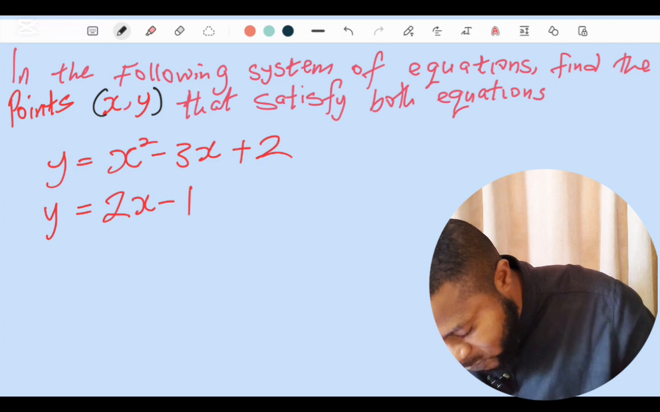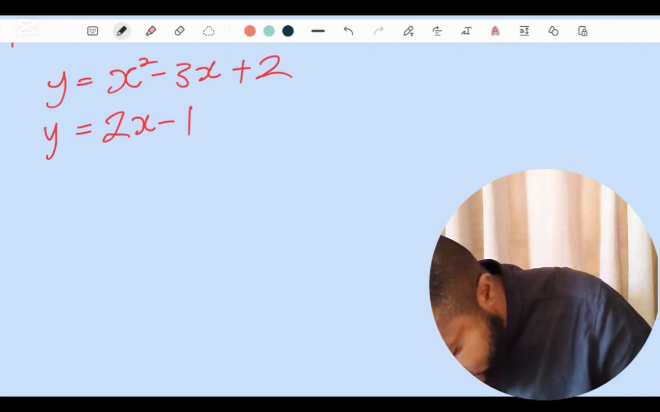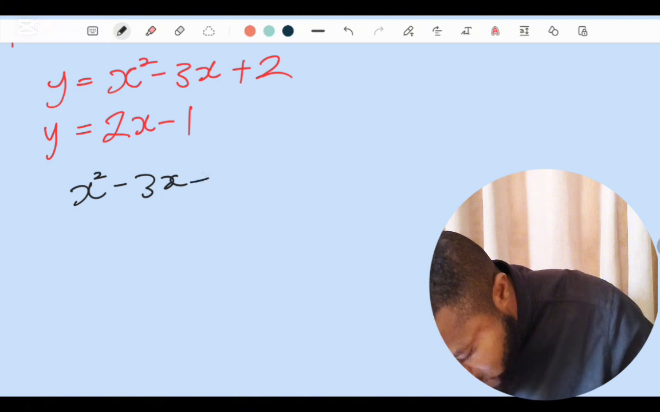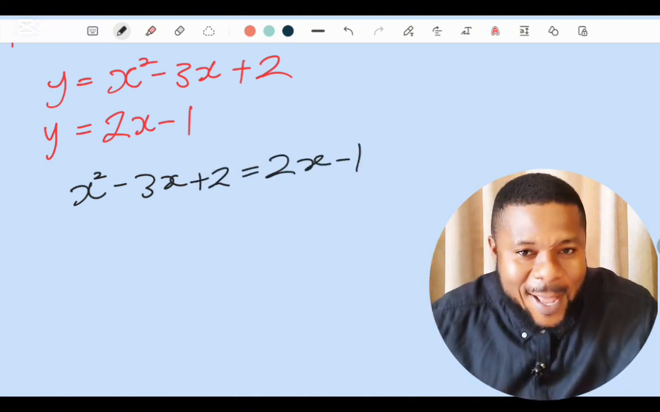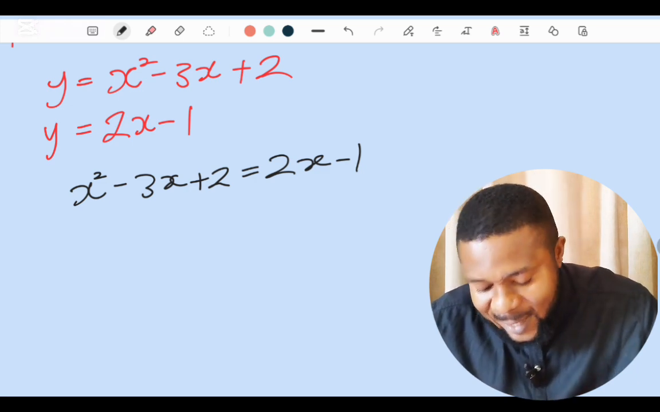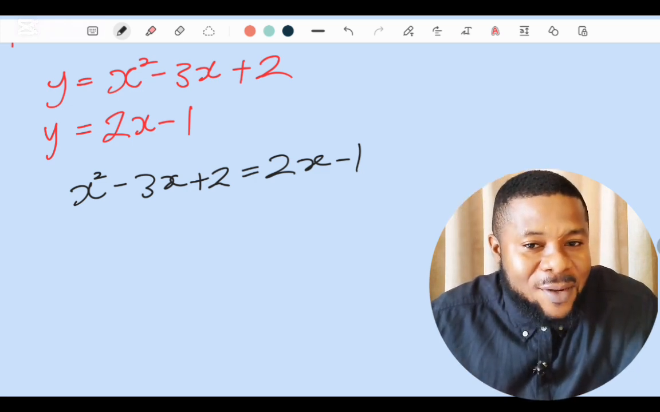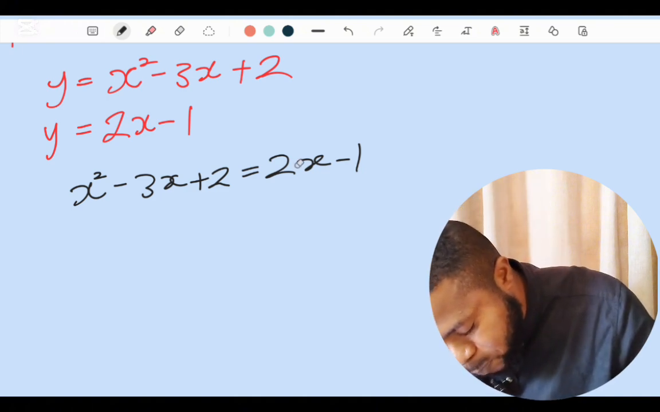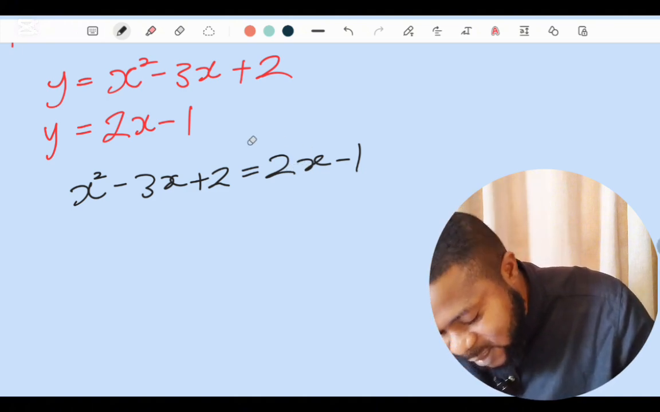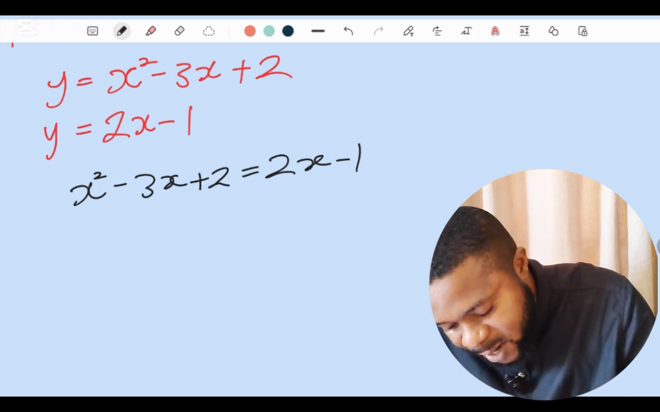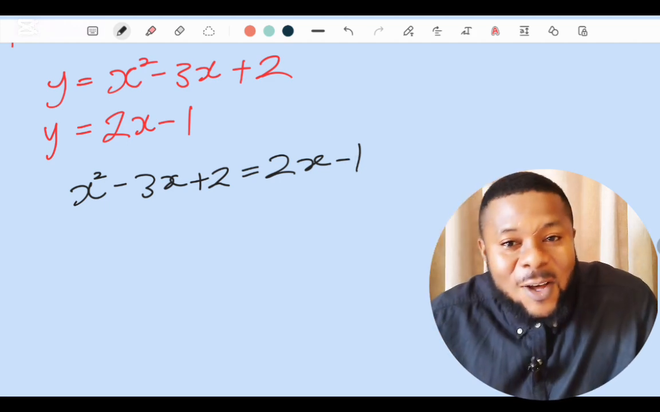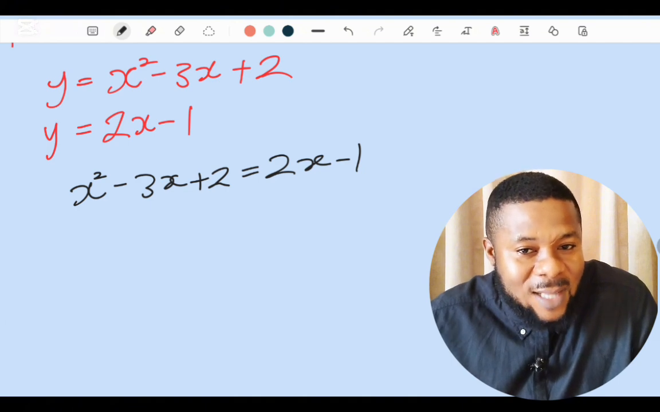So we start. For the first one, we have x squared minus 3x plus 2 is equal to 2x minus 1. They are now equal. The next thing is for us to collect our like terms. If plus 2x comes to this side, it turns to minus 2x. If minus 1 comes to this side, it turns to plus 1. So let's bring all the terms to the left hand side.